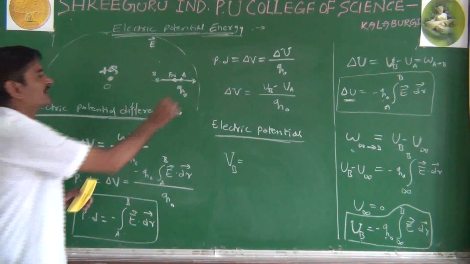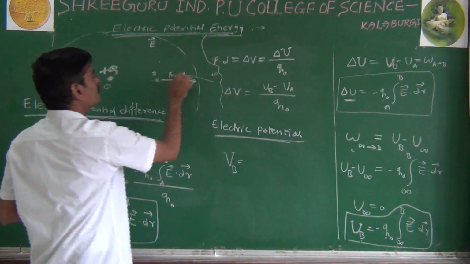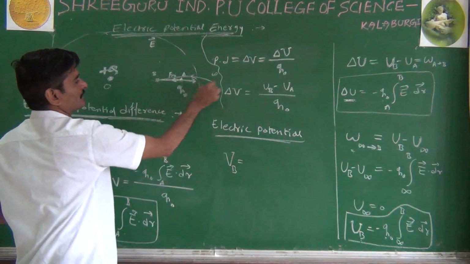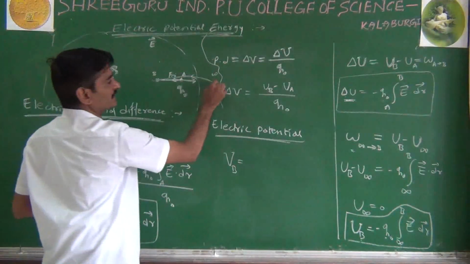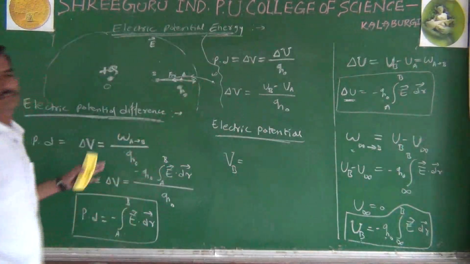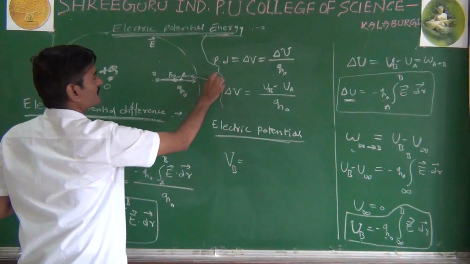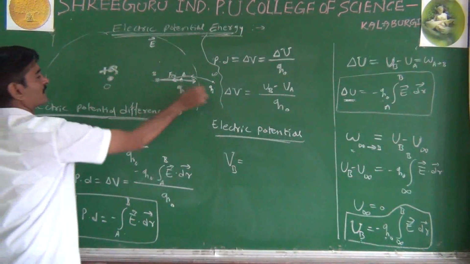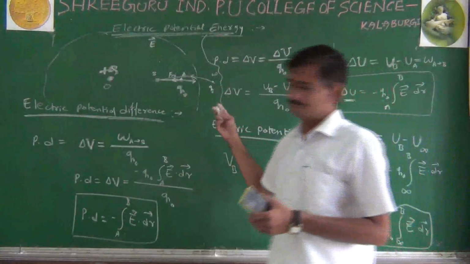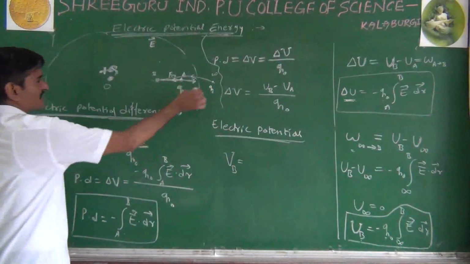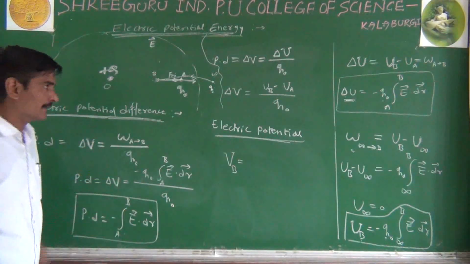So for this, the test charge is moved from infinity to the point B. Infinity means a point where there is no Coulomb's force. If the test charge is at infinity and there is no Coulomb's force, there is no electric field, so there is no potential energy. Now the test charge is moved from infinity to this point, then how much work has to be done?